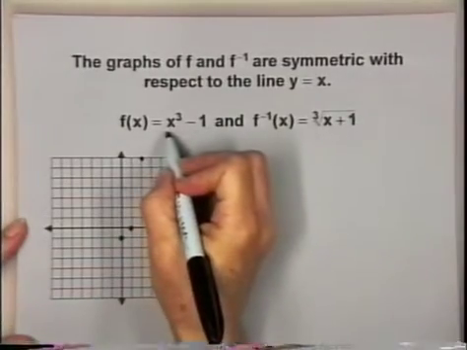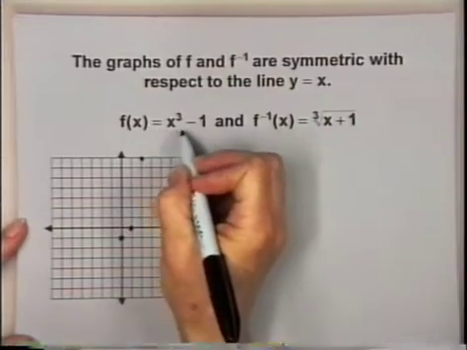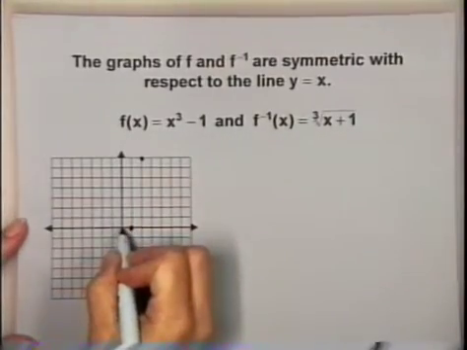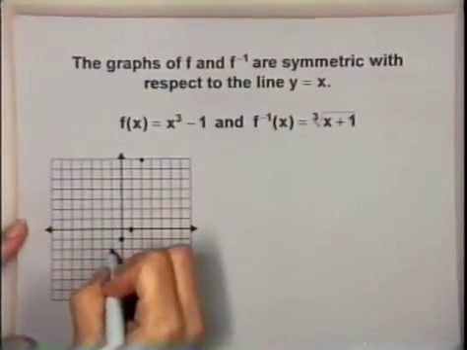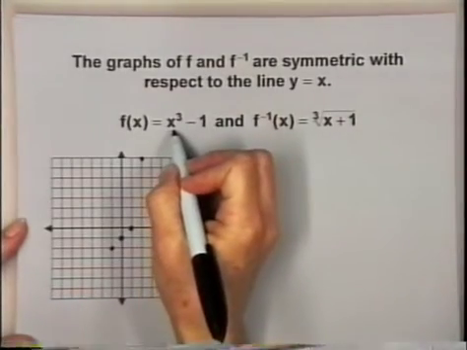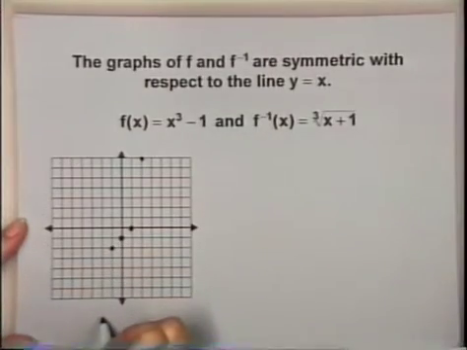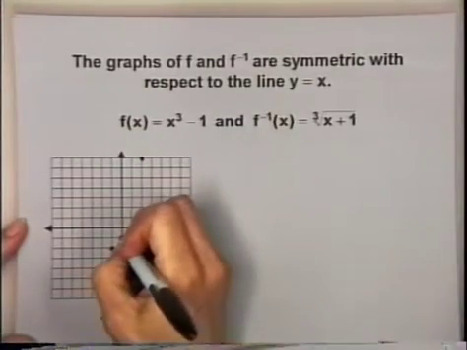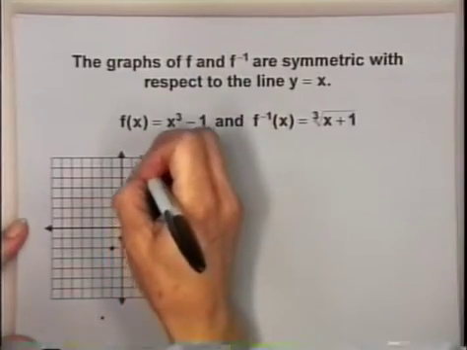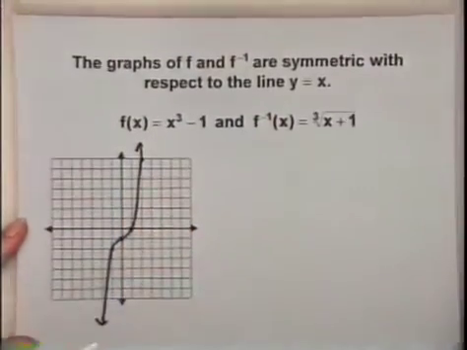If I choose x to be negative 1, if I cube negative 1, I have negative 1 minus 1 is negative 2. So negative 1 gives me negative 2. And I think you can see if you cube negative 2, negative 8 minus 1 is negative 9. So negative 2 is going to give us negative 9 way down here. So I have this graph right here.